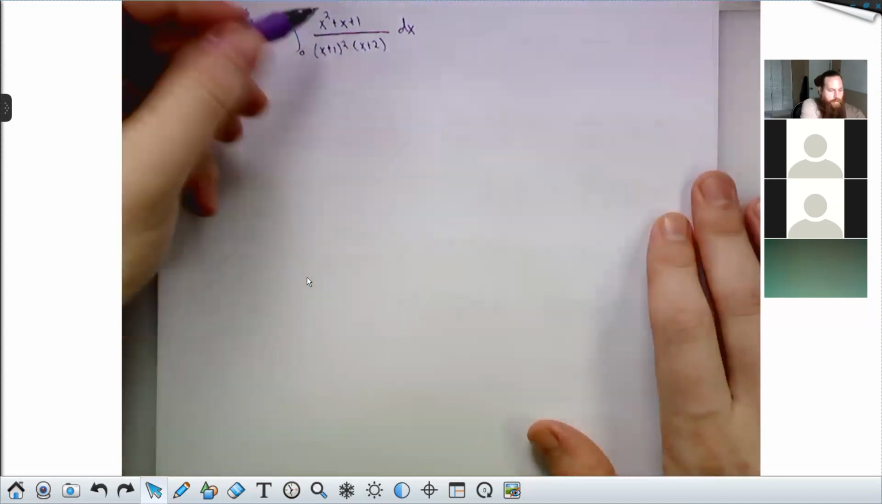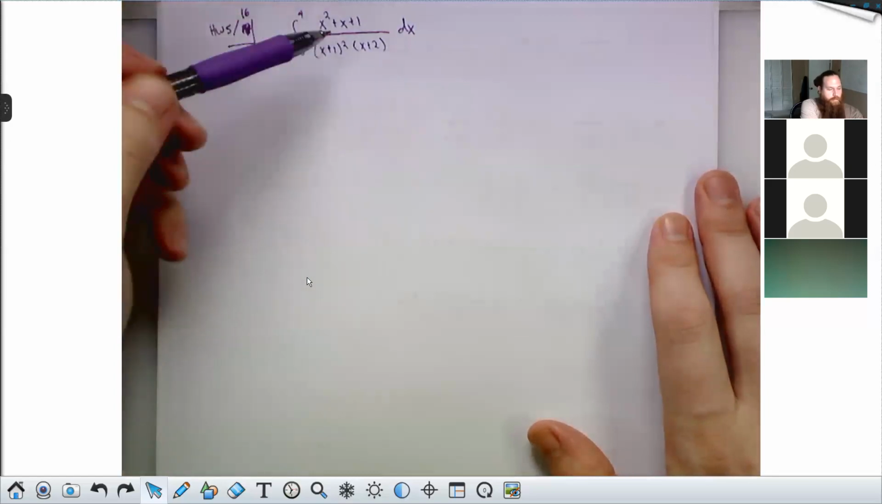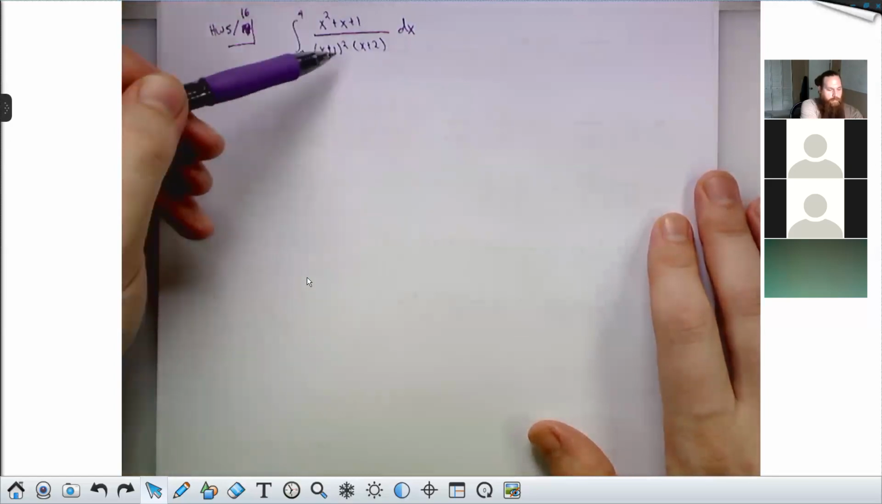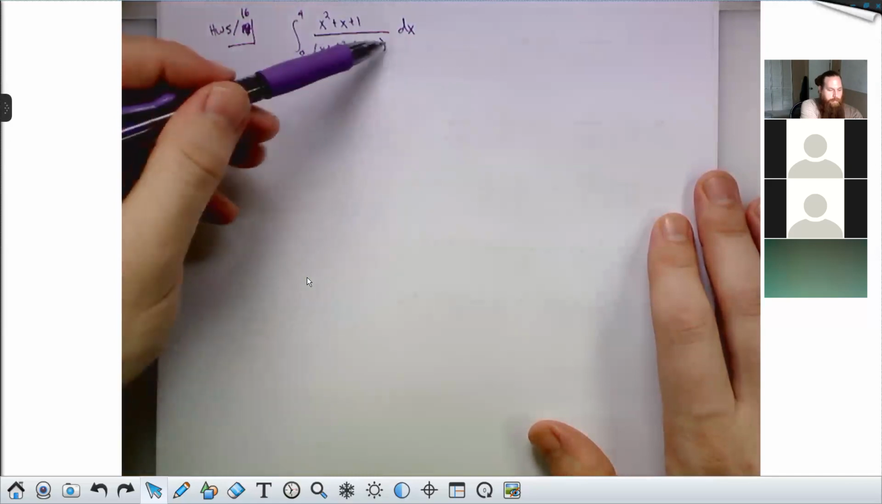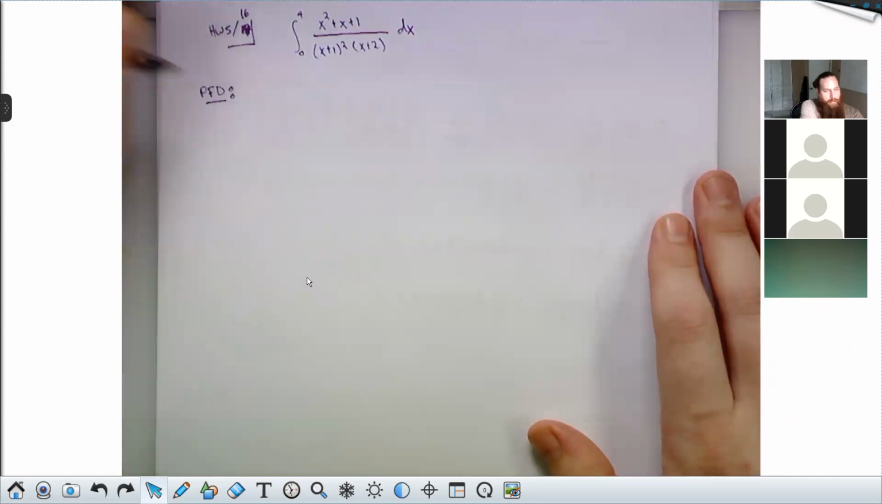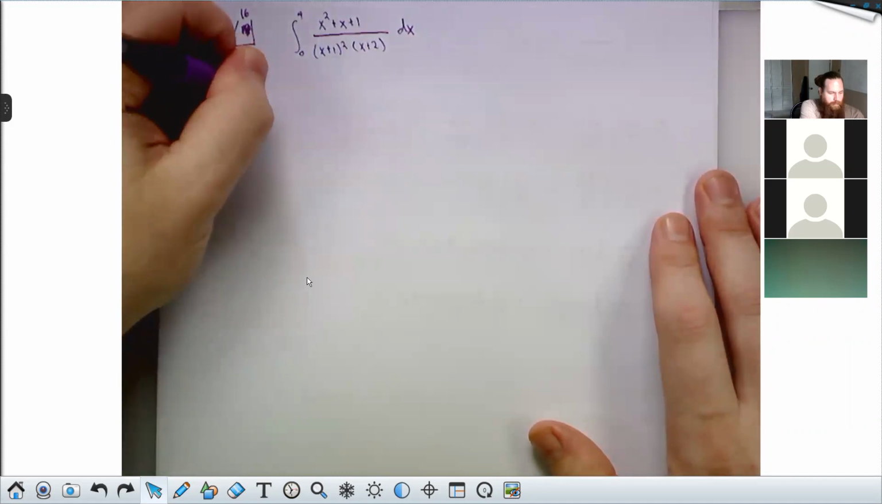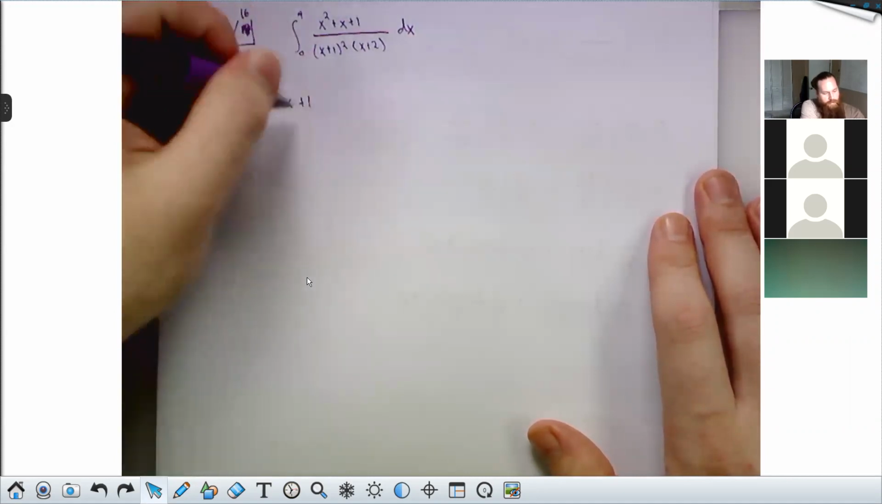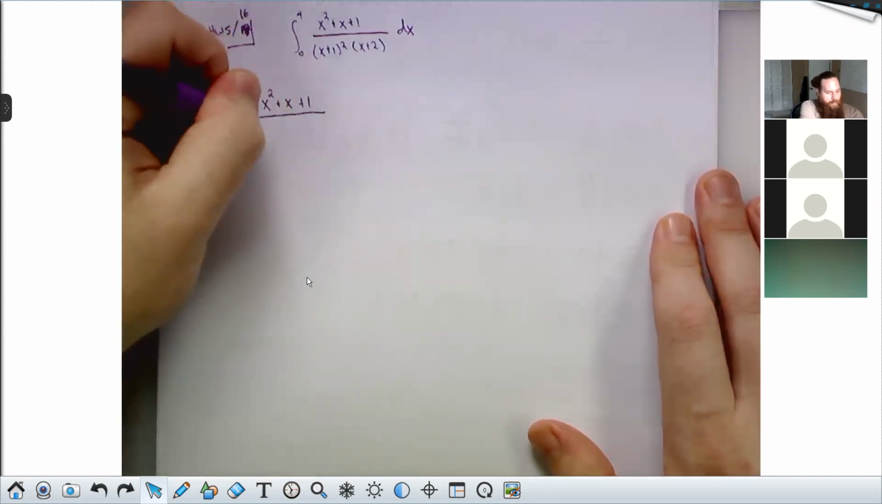So again, I do have a proper rational function. The degree of the top is 2. The degree of the bottom is 3, because if I multiplied all this out, I would have an x cubed. So I don't need to do any long division. I can jump straight to my PFD setup. You have to remember that PFD Bible I gave you guys last time in order to get the setup correct.